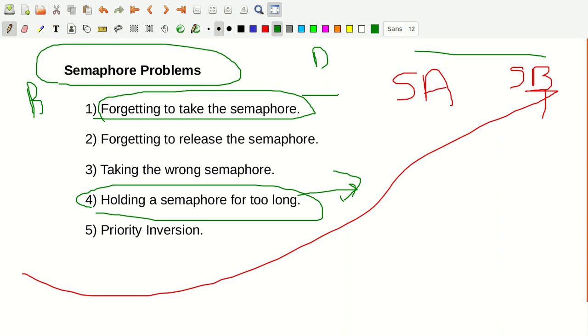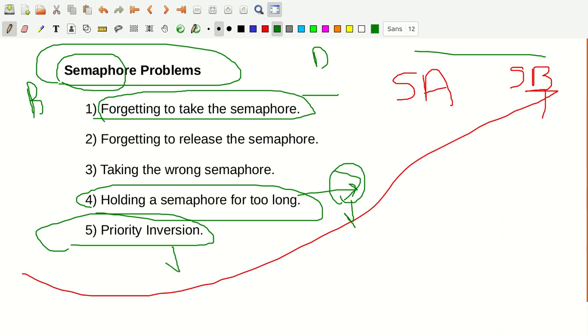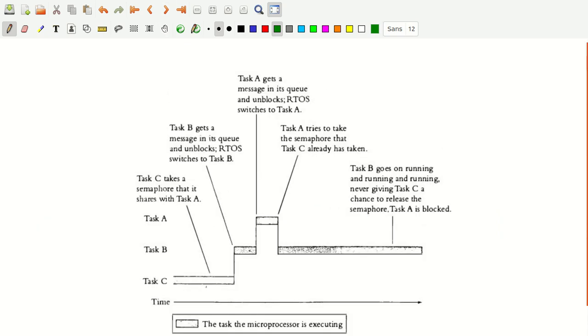So the time is killed here. Of course time is killed in a sense, more time is taken here. So it's a wastage of resource also. So that is one disadvantage that you have with respect to semaphore. Now the last one that you have is priority inversion. We'll discuss priority inversion in more detail in the next slide. Okay, this is what you have, priority inversion.